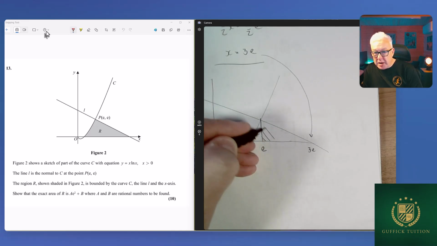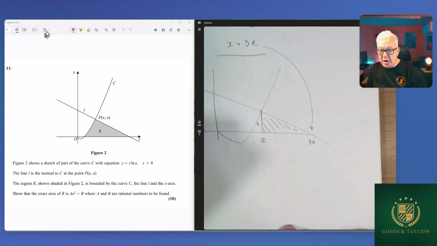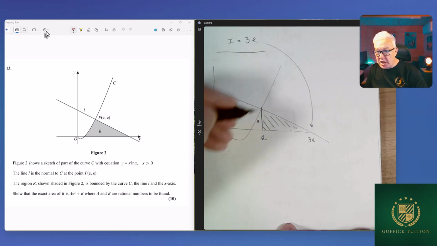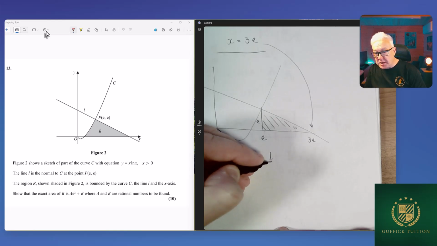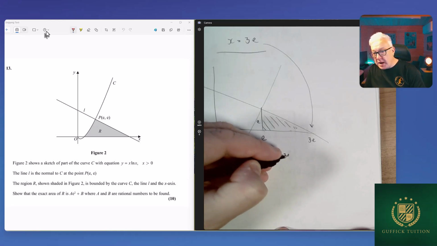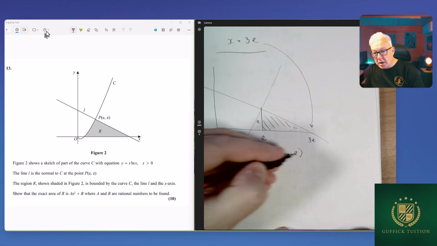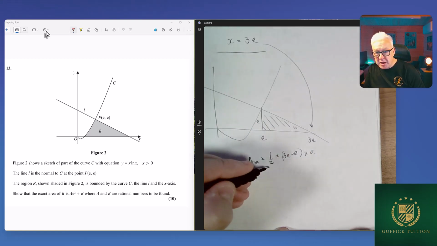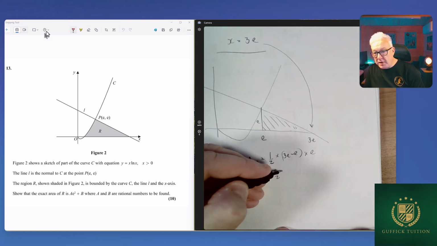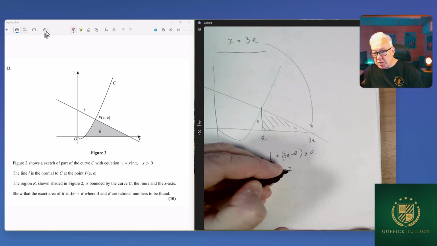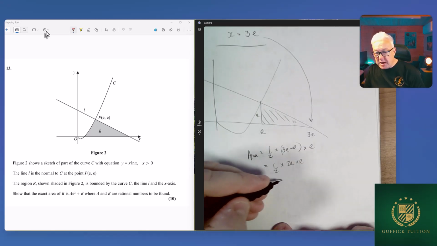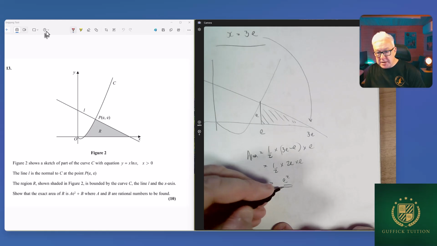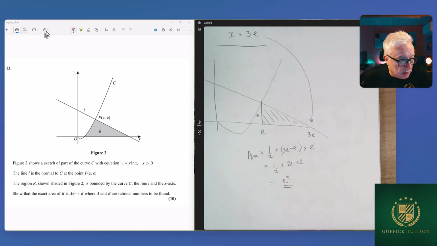So we're now in a position to find the area of this triangle, which is a part of our shaded region R. So the triangle is going to be area half base times height. So a half times 3e minus e times the height, which is e. So that is going to be a half times 2e times e. So that is going to give us e squared. So e squared is the area of that little triangle.